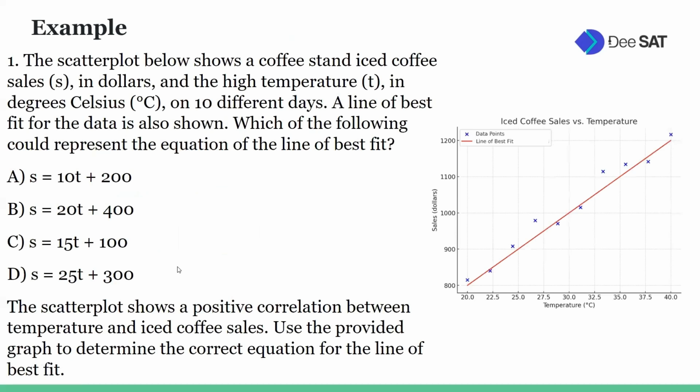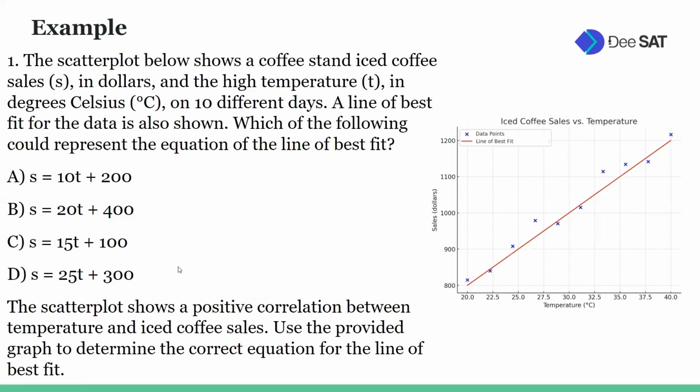Let's have a look at this particular example which is in front of us. It's a very beautiful example. It says that the scatter plot below shows a coffee stand's iced coffee sales, in dollars, and high temperature T, in degrees Celsius, on 10 different days. A line of best fit for this data is also shown. Which of the following could represent the equation of the line of best fit? Now, four options have been given. The scatter plot shows a positive correlation between temperature and iced coffee sales. Use the provided graph to determine the correct equation for the line of best fit.